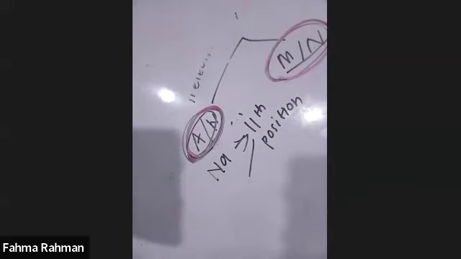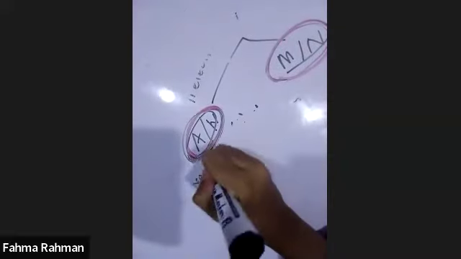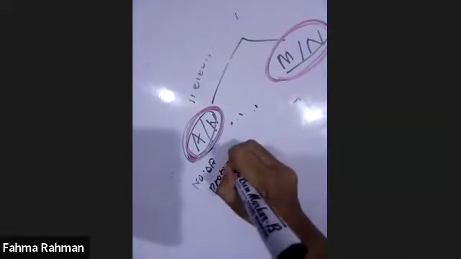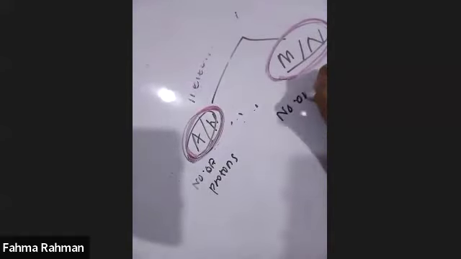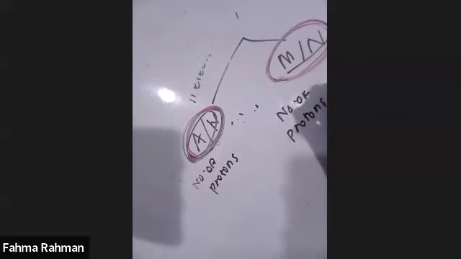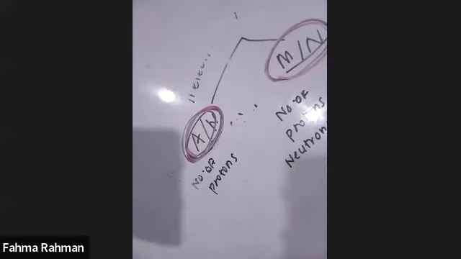Fine. If you are thorough with this, you have to know how to display it. There is a standard way of displaying the atomic number and the mass number of an element. Atomic number is the number of protons. Mass number is the number of protons plus neutrons. It is the sum of protons plus neutrons.